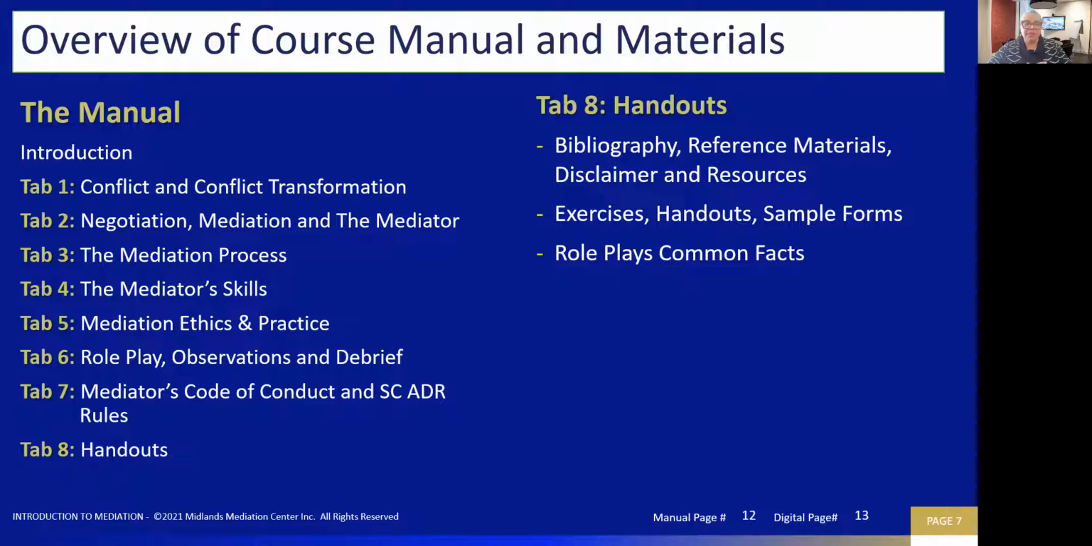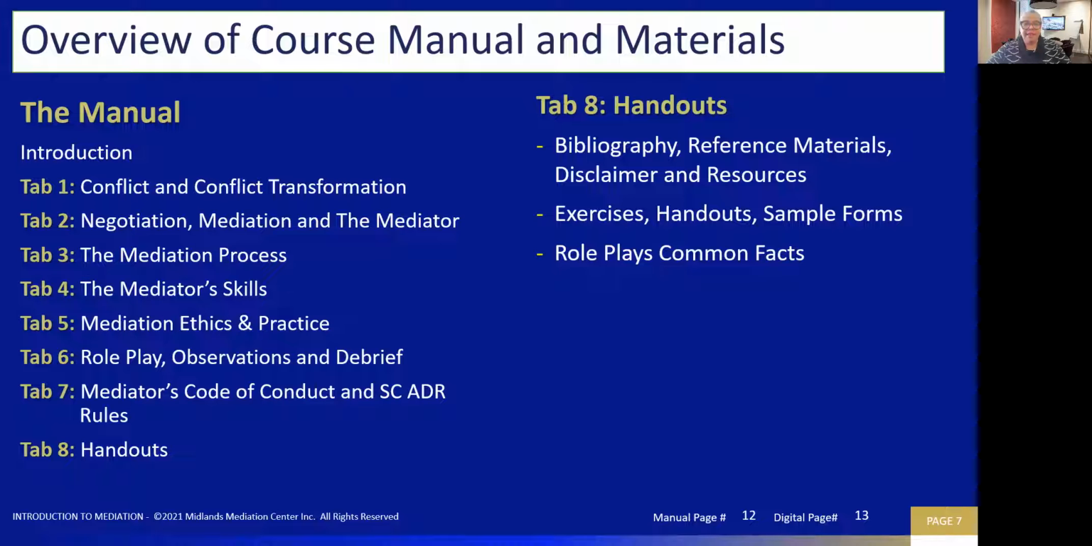Inside of there, you'll see the tabs. Tab 1 has conflict and conflict transformation. Tab 2 is negotiation, mediation, and the mediator. Tab 3 is the most important tab in your booklet, so you want to mark it up, hold on to it, but that's the mediation process. Tab 4 is skills, things that you can always go back to. Tab 5 is your ethics and your practices. Tab 6 is all the role plays. Inside of this manual, you can go ahead and read the role plays, the common facts up front so that you'll know how those work. It also talks about observation as well as the debriefing process that we'll go through. Tab 7 is your code of ethics and your rules. These are your governing documents as a mediator in the state of South Carolina.